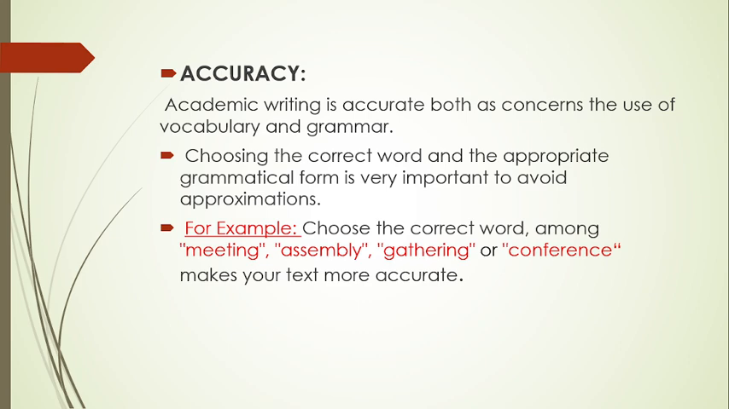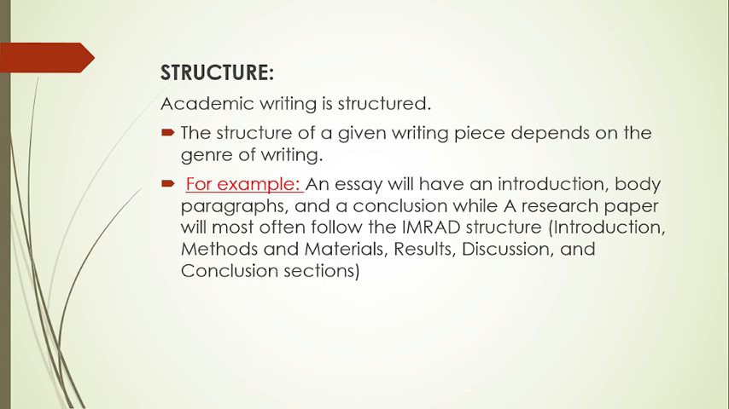Accuracy. Academic writing is accurate both as concerns the use of vocabulary and grammar. Choosing the correct word and the appropriate grammatical form is very important to avoid approximations. For example, choose the correct word among meeting, assembly, gathering, or conference, so it makes your text more accurate.